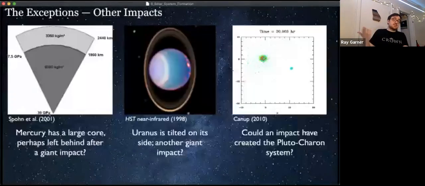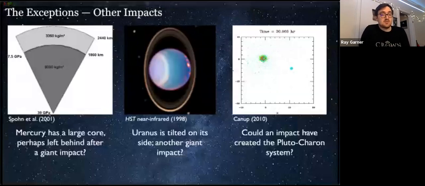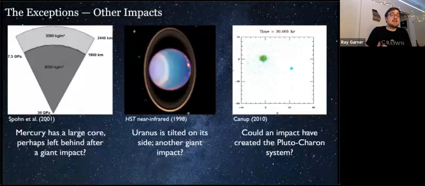And impacts can explain some of the other features that we see in the solar system. Going left to right, Mercury has a pretty dang large core. It should not have that big of a core. That gives it the second highest density of the planets in the solar system. Perhaps it was left behind after a giant impact that stripped Mercury of its outer layers, just like Theia did to the Earth, except in Mercury's case, it didn't get a cool moon out of that interaction.